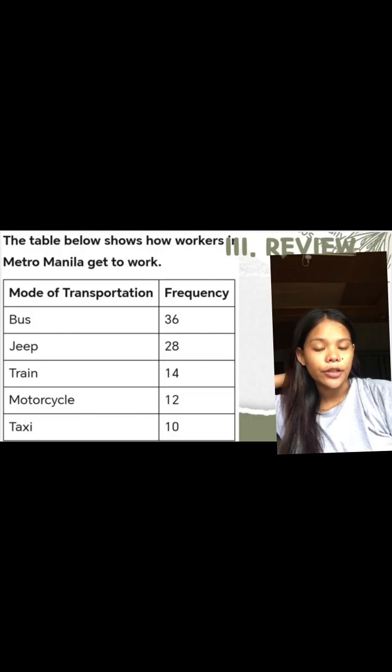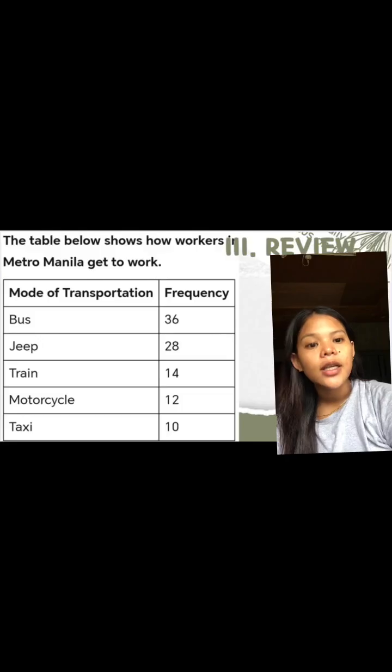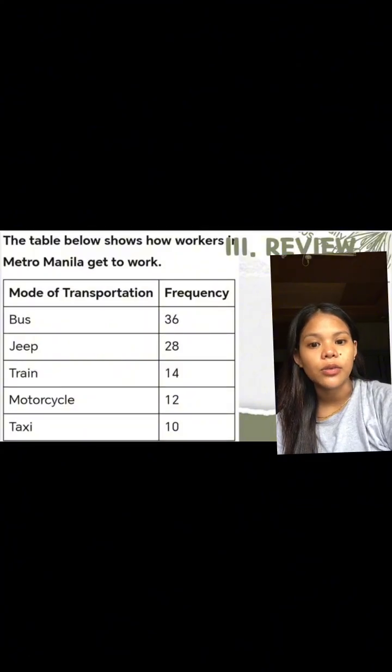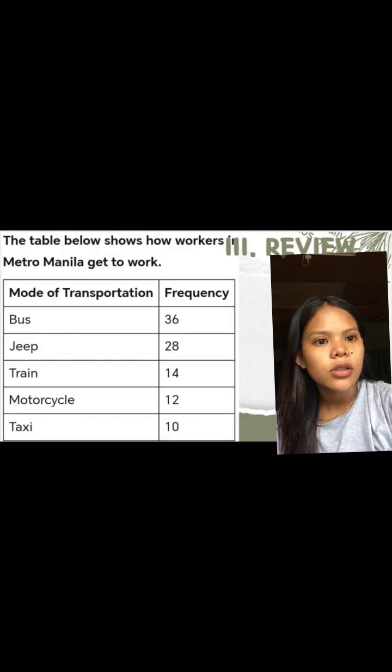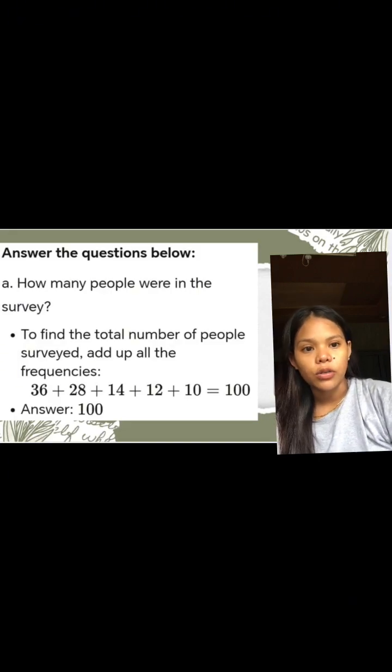Okay, next is review. The table below shows how workers in Metro Manila get to work. So, mode of transportation, frequency. Bus is 36, jeep is 28, train is 14, motorcycle is 12, taxi is 10. So, the questions are: A is how many people were in the survey.